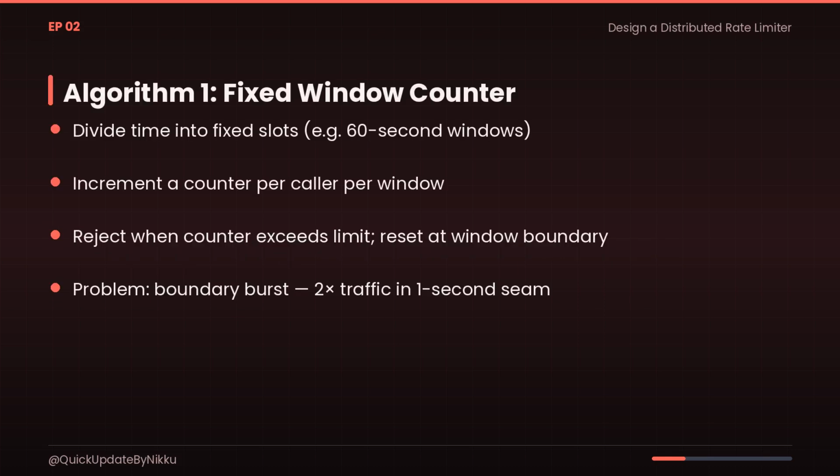Fixed window counter is the simplest approach. You divide wall clock time into discrete buckets, say, 1 bucket per minute, and keep a counter per caller inside that bucket. When the counter hits the limit you reject, when the clock ticks into the next bucket you reset. The fatal flaw is the boundary burst. A caller can send the full quota in the last half second of one window and the full quota again in the first half second of the next, doubling their effective rate right at the seam.